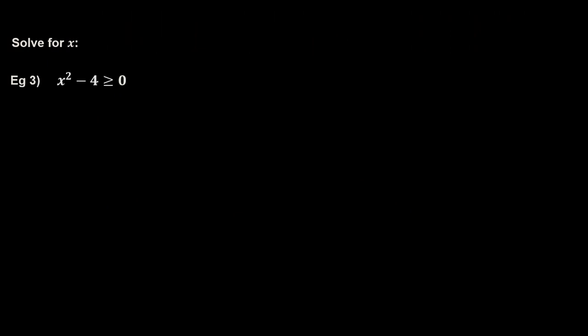Example 3 says x squared minus 4 is greater than or equal to 0. So now we've got greater than or equal to. The only difference the equal to will make is it will change the brackets when we write down the solution. So we'll look at that in a few minutes. But at the moment, we're just going to concentrate on x squared minus 4. And if we have to sketch that, again, it will produce a positive or happy face parabola.